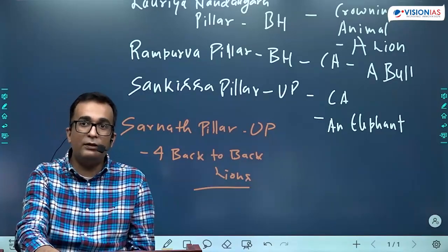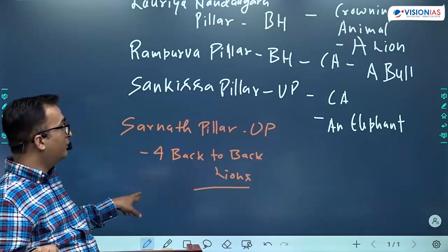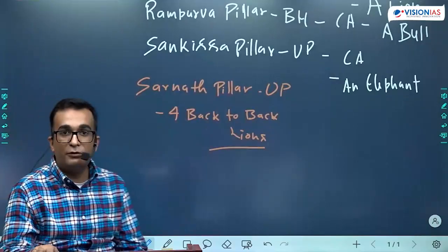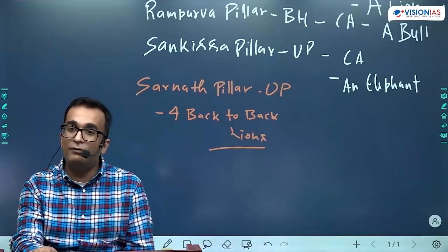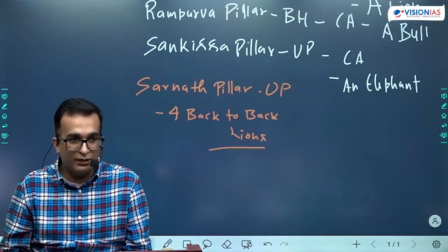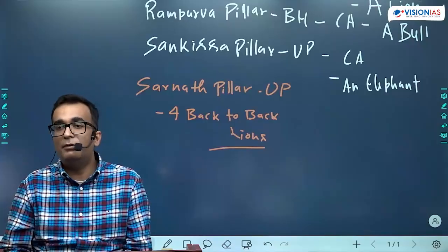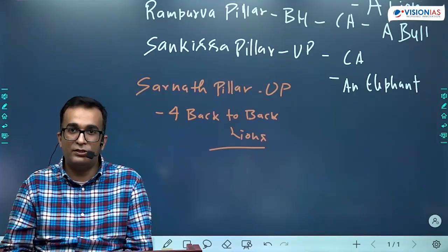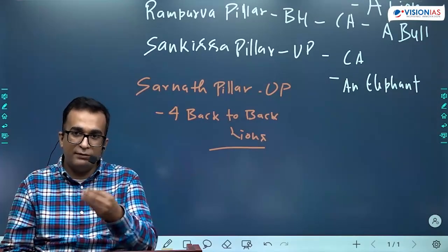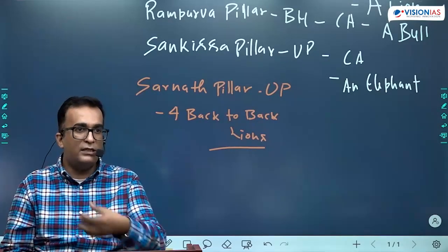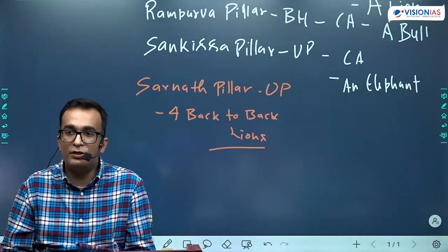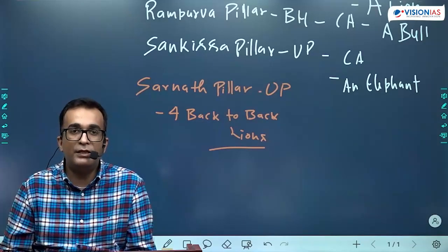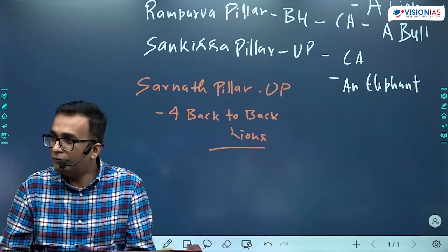Now let's come to the last one, four back-to-back lions. What is this? These are indicative of the Dharma Chakra Parivartan. Okay? We'll be talking about it later on. What is Dharma Chakra Parivartan? Basically, when Buddha achieved Nirvana and gave his first sermon, that first sermon itself is called Dharma Chakra Parivartan, which also means turning the wheel of the religion.